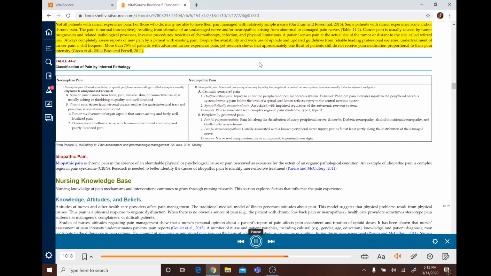Cancer pain is usually caused by tumor progression and related pathological processes, invasive procedures, toxicities of chemotherapy, infection, and physical limitations. A patient senses pain at the actual site of the tumor or distant to the site, called referred pain. Always completely assess reports of new pain by a patient with existing pain.